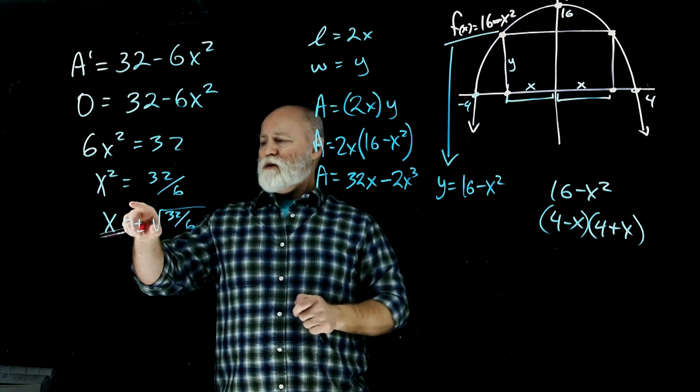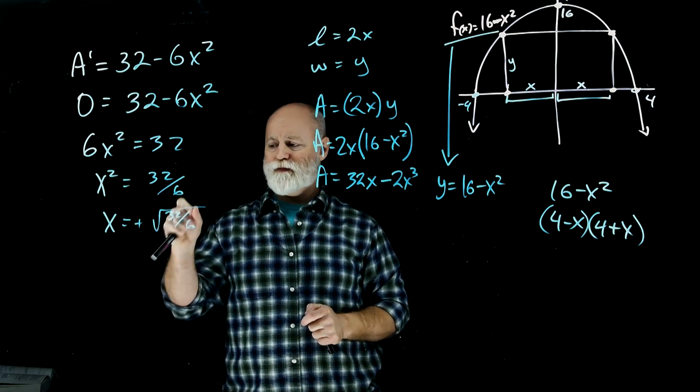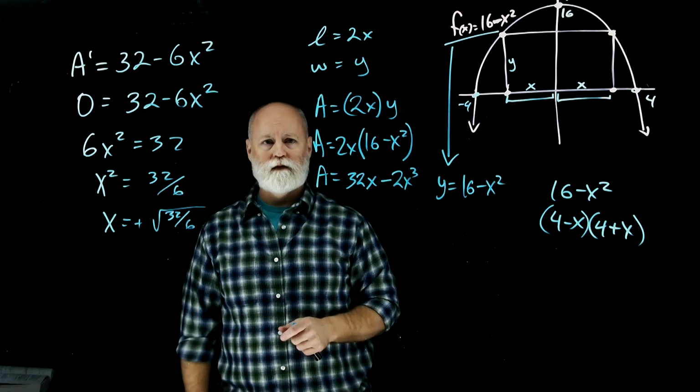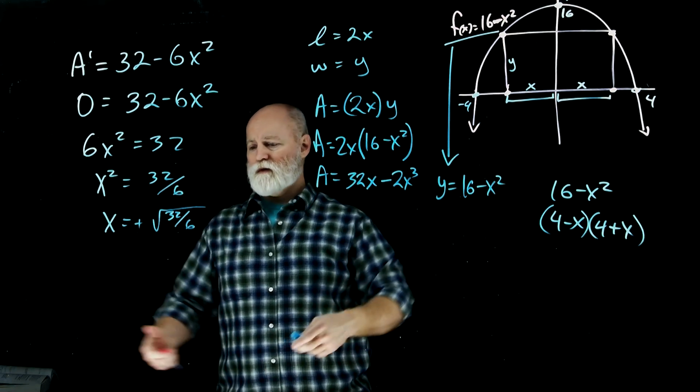But what we can do is we can actually say, well, this was plus or minus. We can get rid of the minus. Just mark it out entirely. Why? Well, because this is a dimension. We're not going to have a negative dimension here. So, okay, there we go.